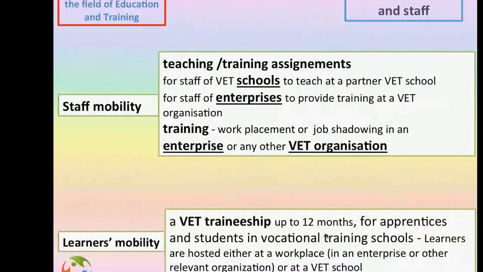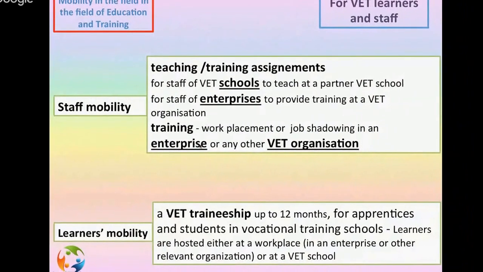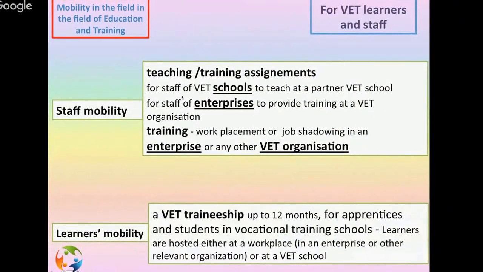When we talk about VET learners, we have more or less the same kind of activities that can be run. And we see there are teaching and training assignments, and they can refer to VET schools, staff of VET schools, or staff of enterprises. The staff of VET schools can go and teach at another VET school partner. The staff of enterprises can provide training in another VET organization. And then we have training that could be organized in an enterprise or in a VET organization. This is for staff mobility.